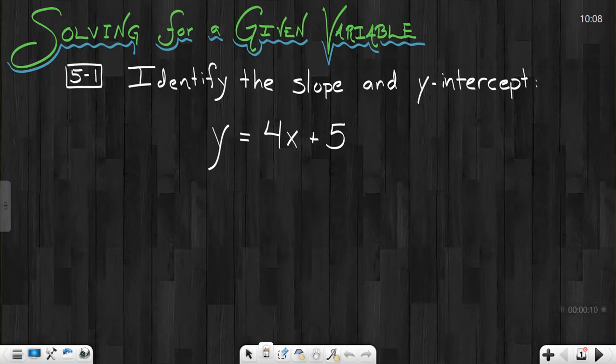What we start off by doing is recalling what we learned from Chapter 4, by asking you to look at this equation, y equals 4x plus 5, and identify the slope and the y-intercept. Well, what you need to remember from before is that this is in slope-intercept form.